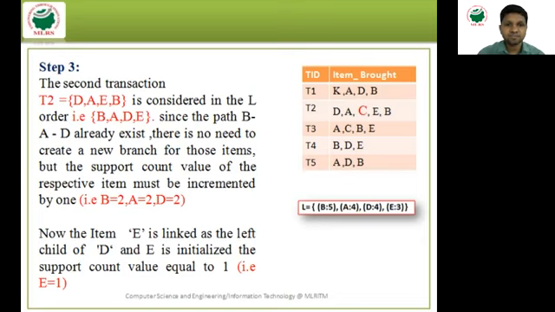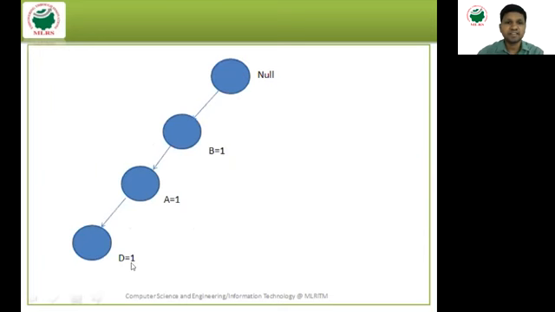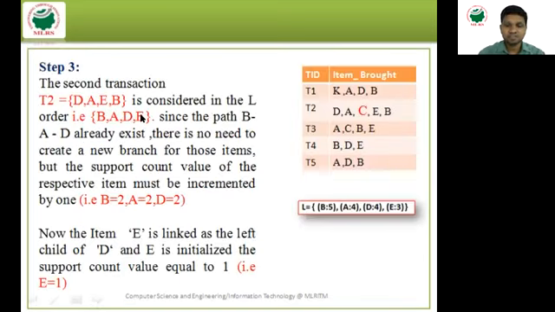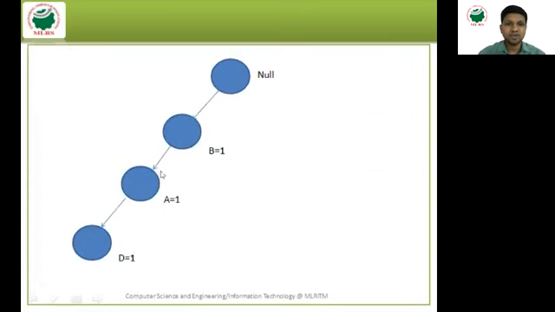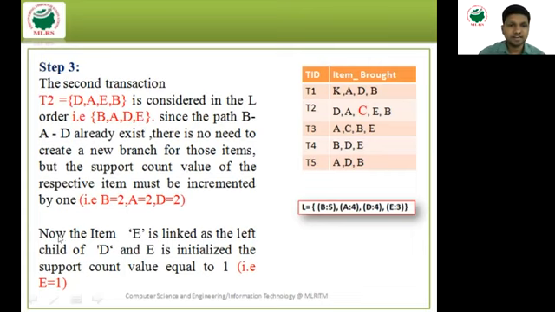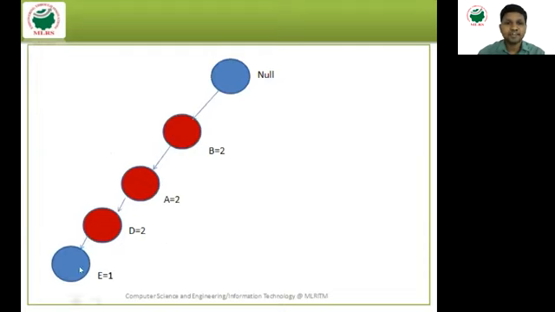For the branch of those items, the support count of the respective item must be incremented by 1: B2, A2, D2. Why incremented by 1? Because the path already exists. Now it will become B2, A2, D2. Then what about E? In this case there is no E yet, so the value of E is 1 only. The item E is linked as the left child of D, and E is initialized with support count equal to 1. Now see, B2, A2, D2 appended with E1.